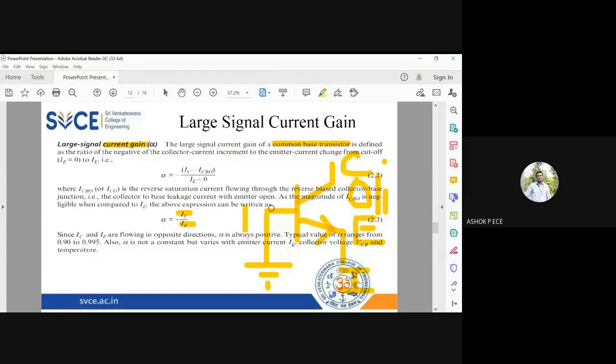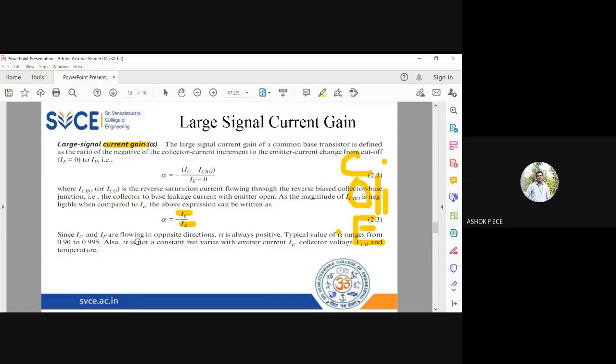Alpha value is always positive, and alpha value will range from 0.9 to 0.995. It is always less than 1 because I am always dividing by a larger number. In the three currents, IE, IB, and IC, IE is going to be the largest of the three currents. So when you divide by the largest number, the value will always be less than 1. So here we have seen alpha value is always lying from 0.9 to 0.995.